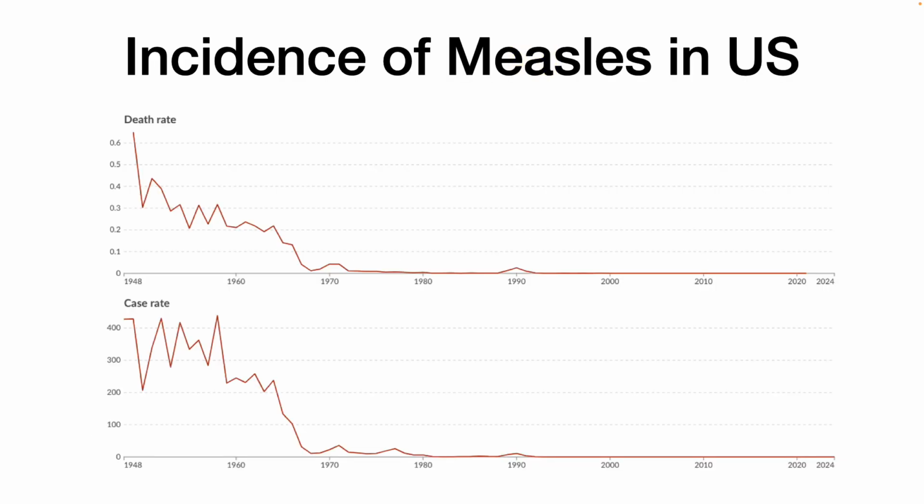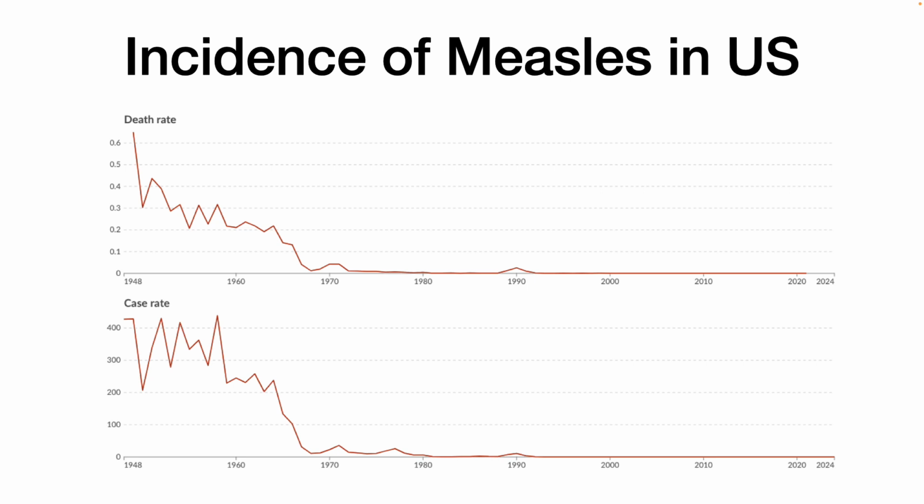Before widespread vaccination in the United States, measles infected almost all children, producing over 500,000 cases a year. The death rate was about 0.6 per 100,000, which translates to about 949 children in 1948. And again, that's the incidence of the whole population, 0.6 per 100,000.